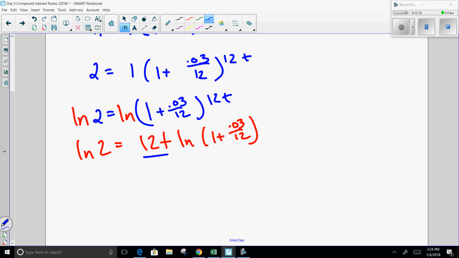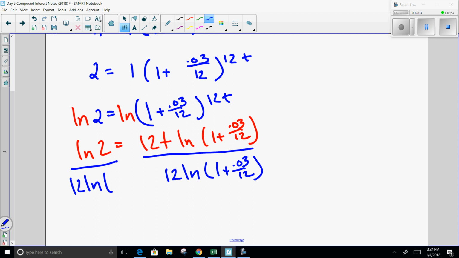Divide everything by 12 natural log of 1 plus 0.03 divided by 12 to both sides. And again, don't try to type all that into the calculator at once. Start in here with your parentheses, do that, and you get 1 plus 0.03 divided by 12. Hit enter. Then do the natural log of that number and hit enter. Then multiply that by 12 and hit enter. And then do the natural log of 2 divided by the second answer, and you get 23 years.